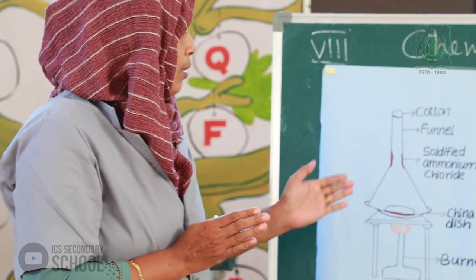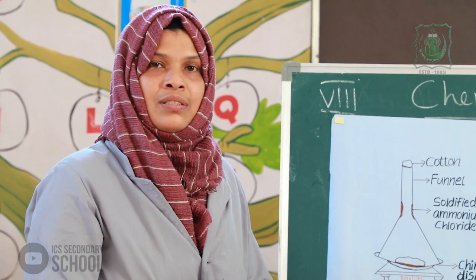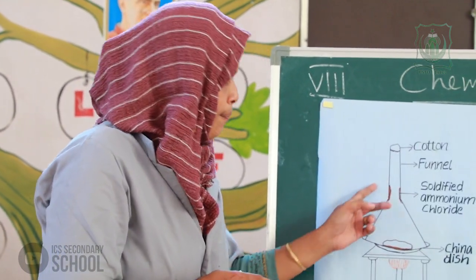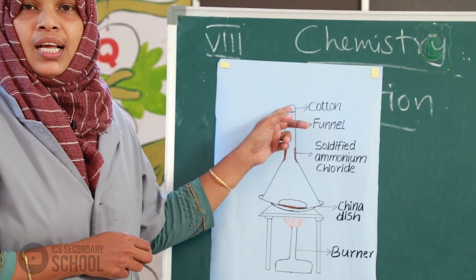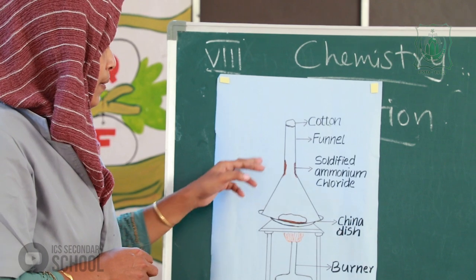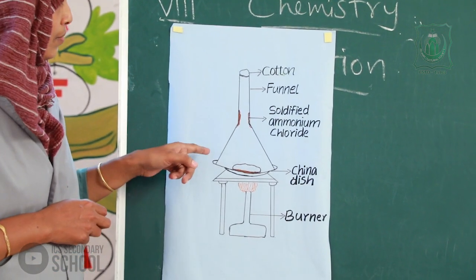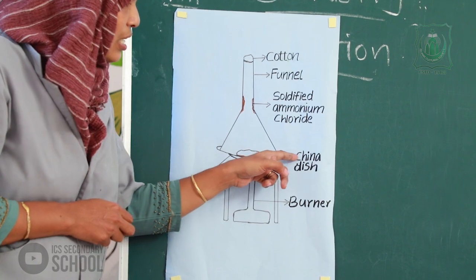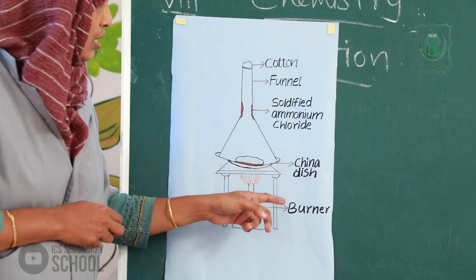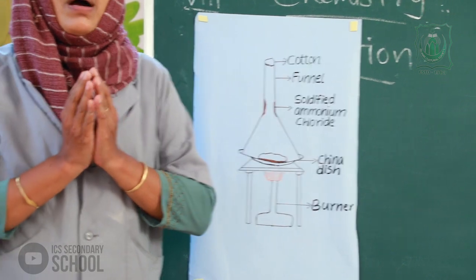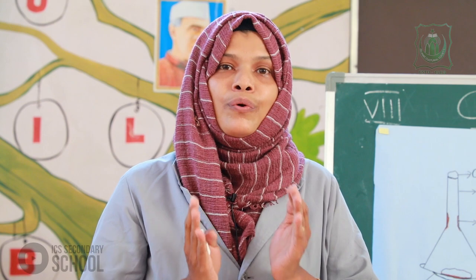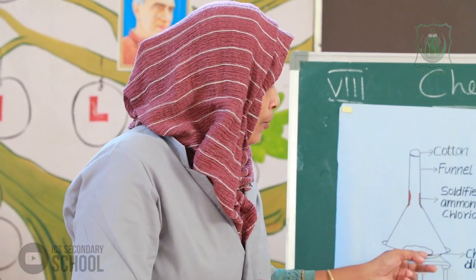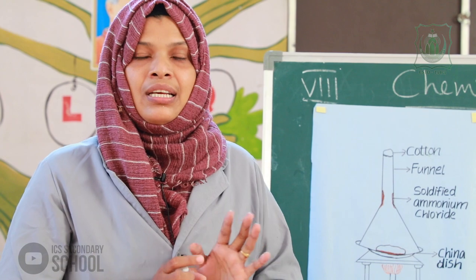Can you tell me the procedure for this experiment? Can you tell me the name of this apparatus? Here is a funnel. Then this is the china dish. Take some ammonium chloride in a china dish, then crush it in powdered form.